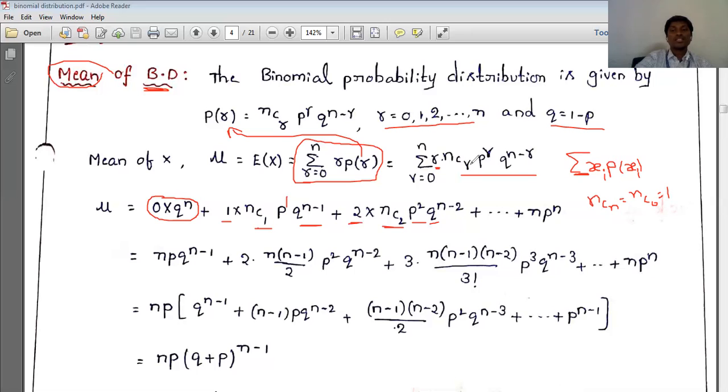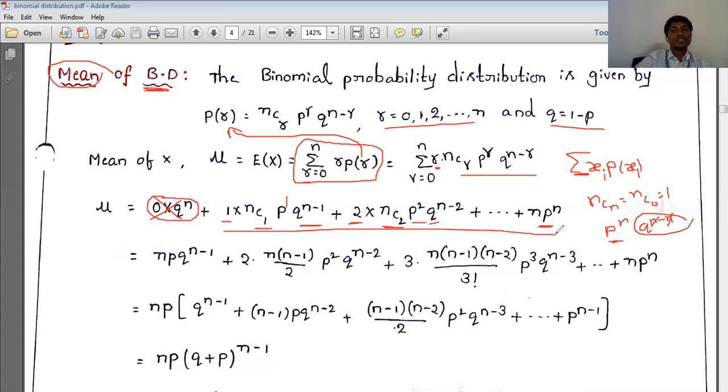So here nCn is nothing but 1, and in place of R we substituted n, so P power n, and next Q power n minus n. So n minus n is nothing but Q power 0, and anything power 0 is also 1. Then what remains? Only P power n. That's why here we wrote P power n. And if you observe each and every term, the first one is 0, so there is no need to consider it.